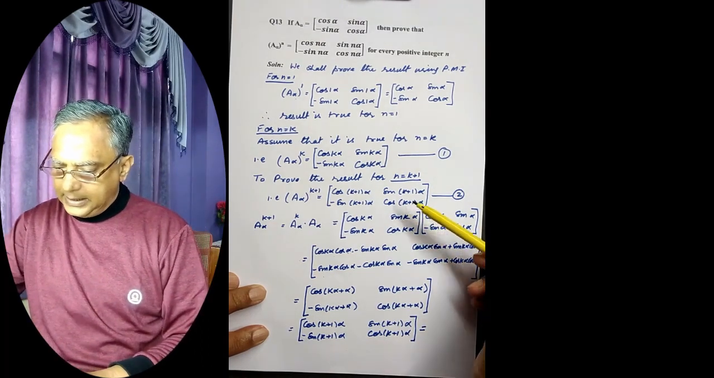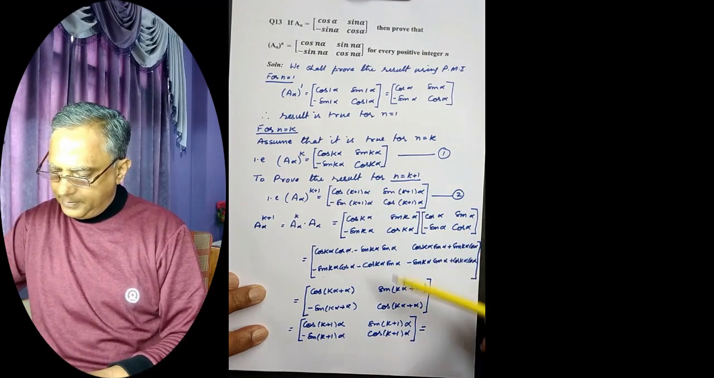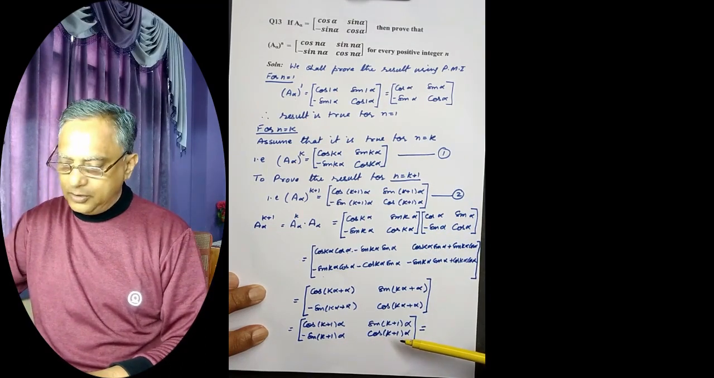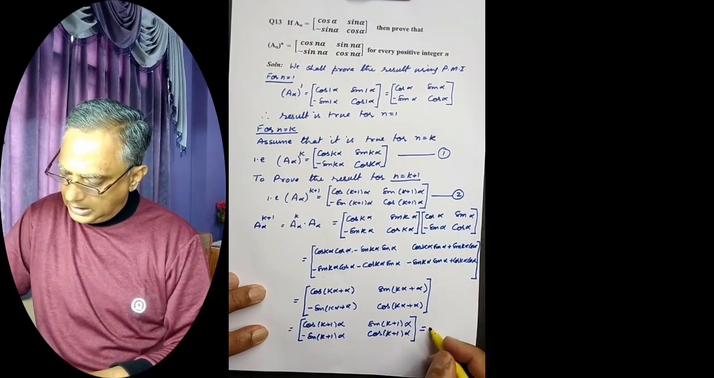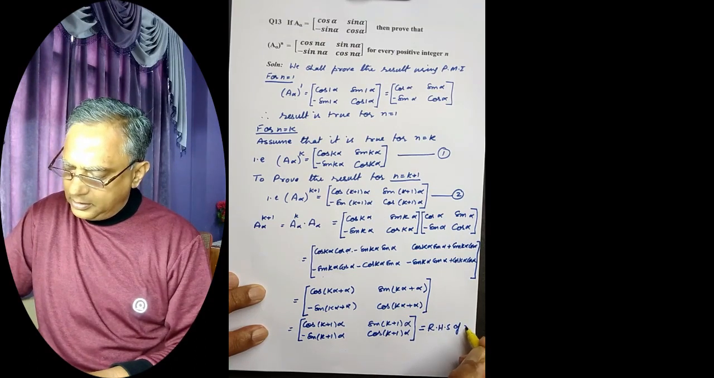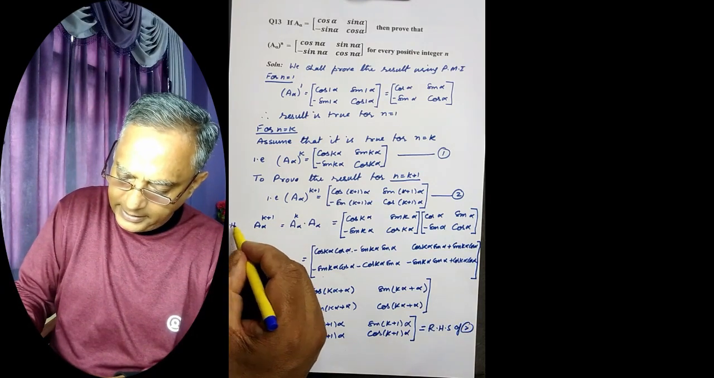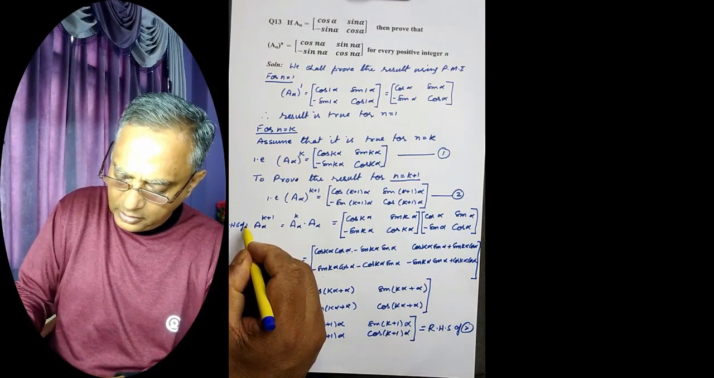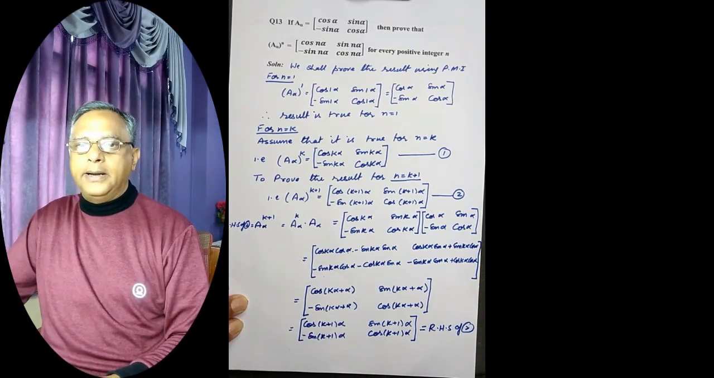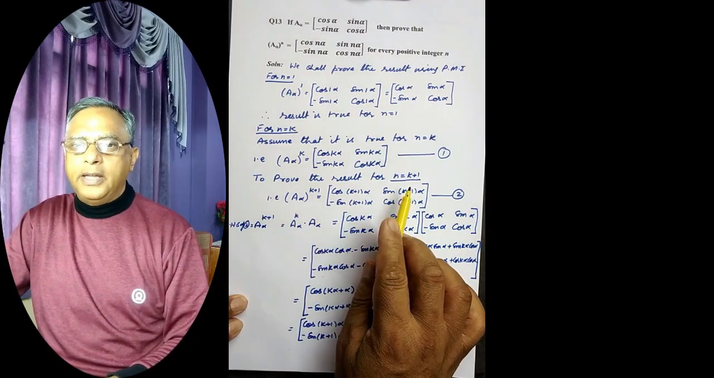Now in 3, the RHS is cos of k plus 1 alpha, sin of k plus 1 alpha; this is this, this is this, this is this. So this is equal to the RHS of 2. And you can write this is the left hand side of 2. So the left hand side of 2 is equal to the right hand side of 2. Therefore the result is true for n equal to k plus 1.